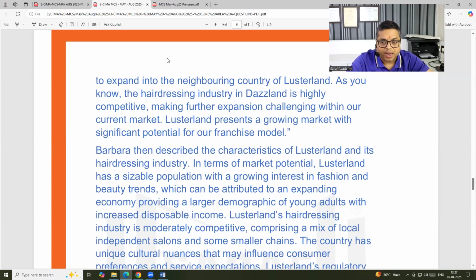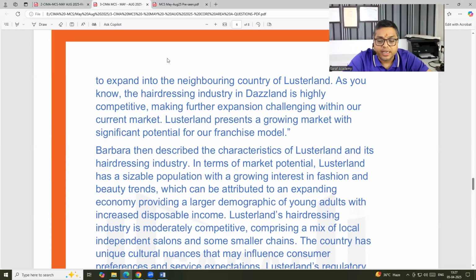Lusterland presents a growing market, a growing economy with significant potential for our franchisee model. So our market is already very competitive, very developed, but this market is a growing market. So we will be able to grow very fast here. The finance director is saying this in the board meeting. You are getting the board extract. Barbara then described the characteristics of Lusterland and its hairdressing industry. What she explained, you need to imagine.